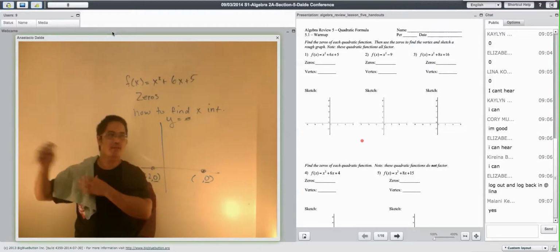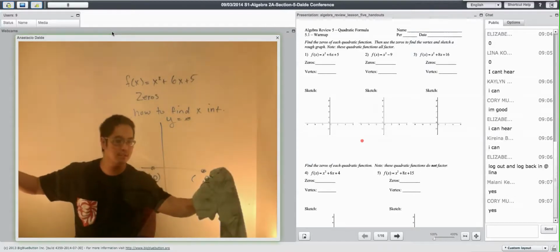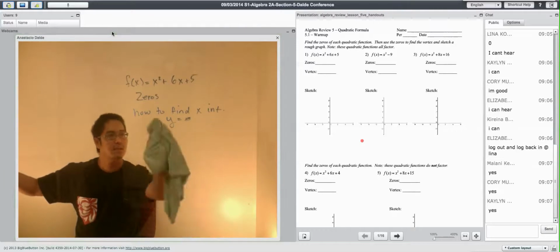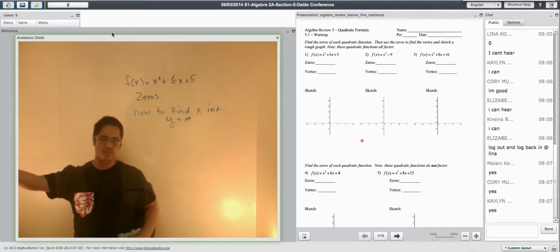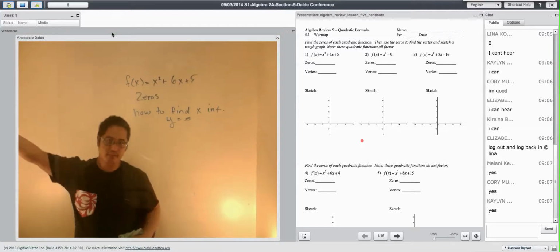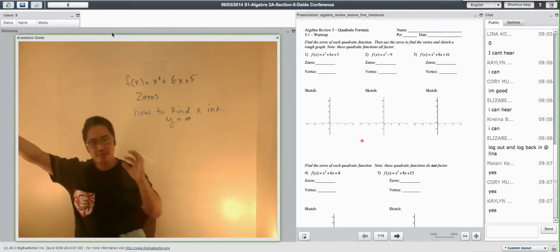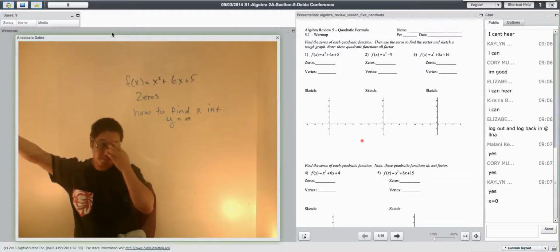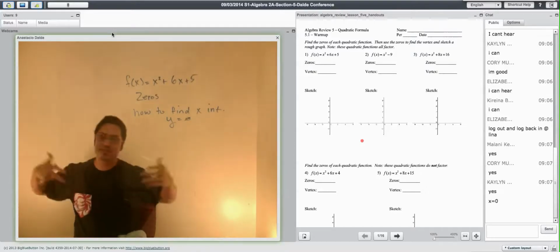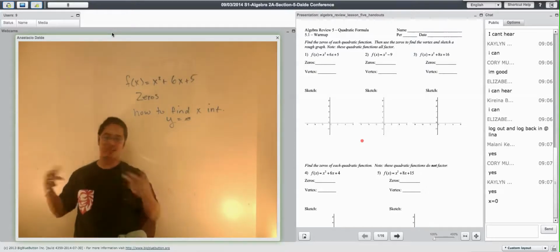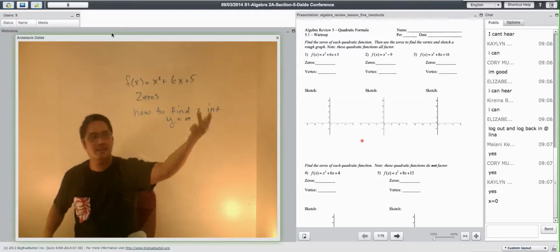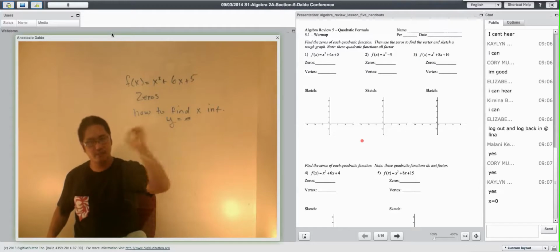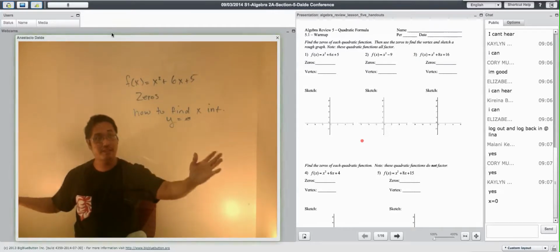Awesome. Now, I have a question for you. Here's the next question. How do you find the y-intercept? That's question number 2. You set x equal to 0, exactly. All right, so you guys understand that if you want to find the zeros, they're asking for the x-intercept, which means you set y equal to 0. You guys got it?